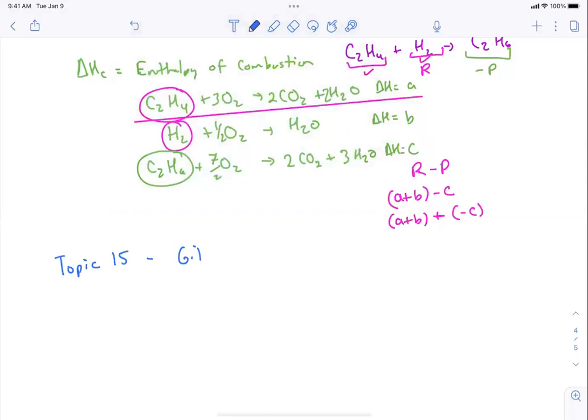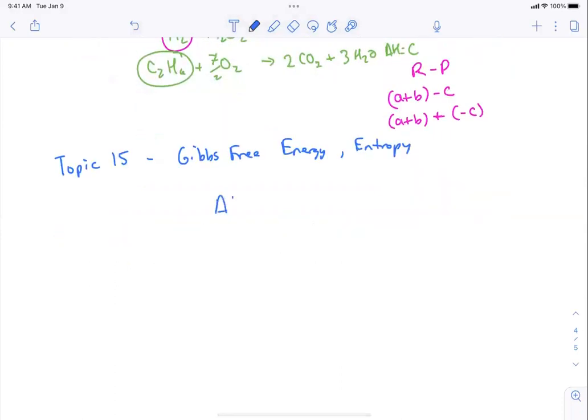Topic 15. Gives free energy and entropy. So this is higher level. The only thing I'm going to talk to you about in this section is really this equation right here. Delta G is equal to delta H minus T delta S. That's the important equation in topic 15.